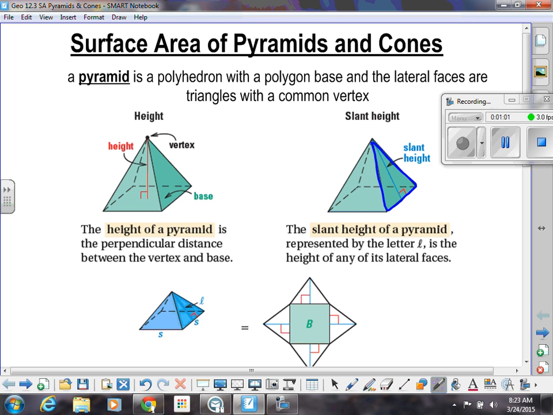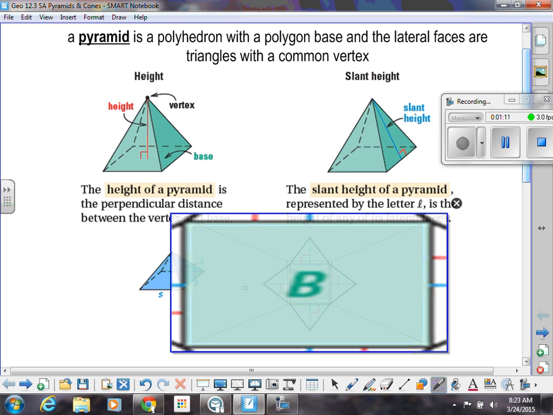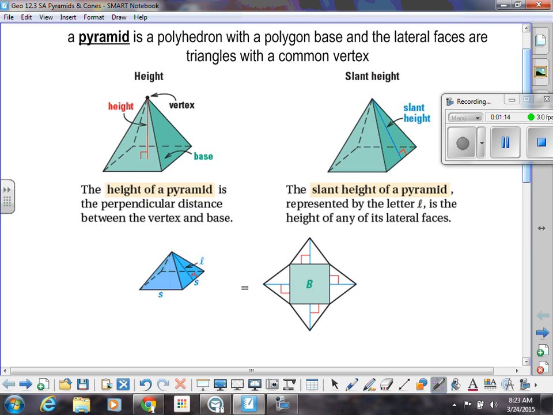All right, so think about it. If I were to unfold this pyramid, it would look like a square base, and then I have all of these triangles on the outside. Okay, so that height of that triangle is the slant part.